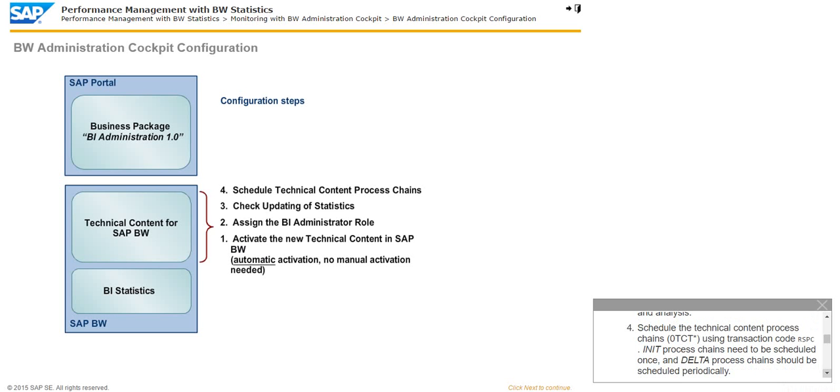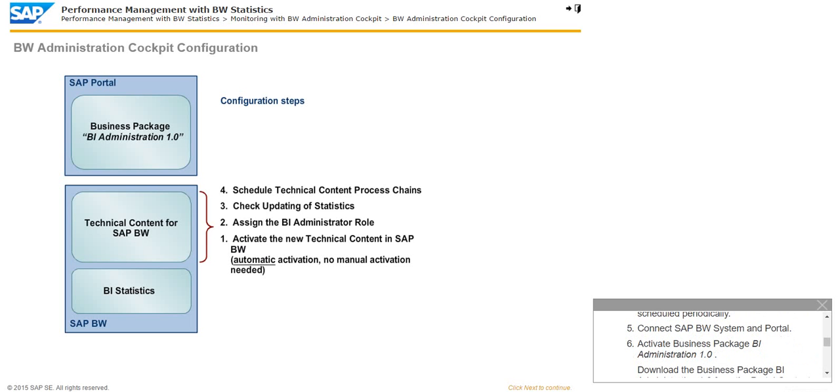Schedule the technical content process chains, that is, 0TCT asterisk, using transaction code RSPC. INIT process chains need to be scheduled once, and Delta process chains should be scheduled periodically. Connect SAP BW system and portal.